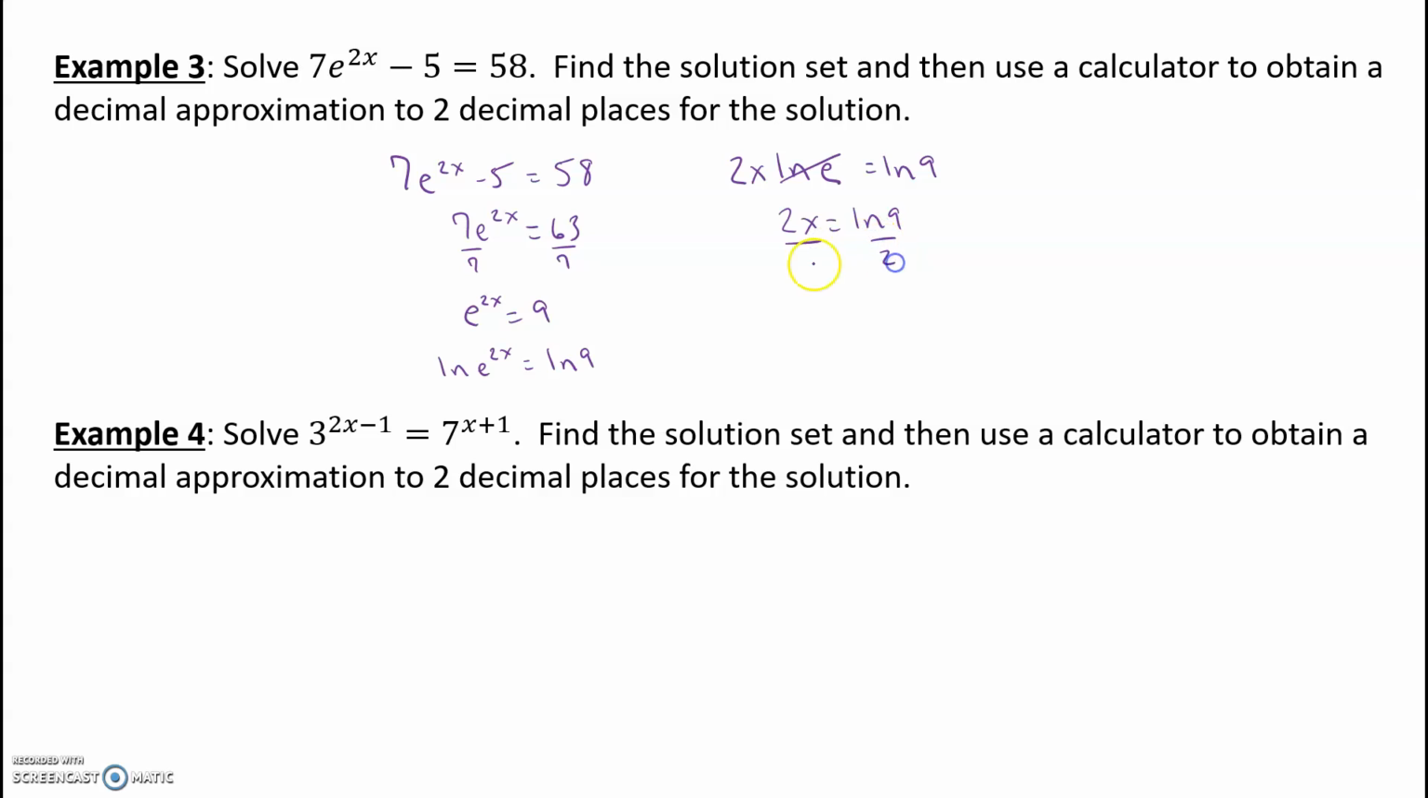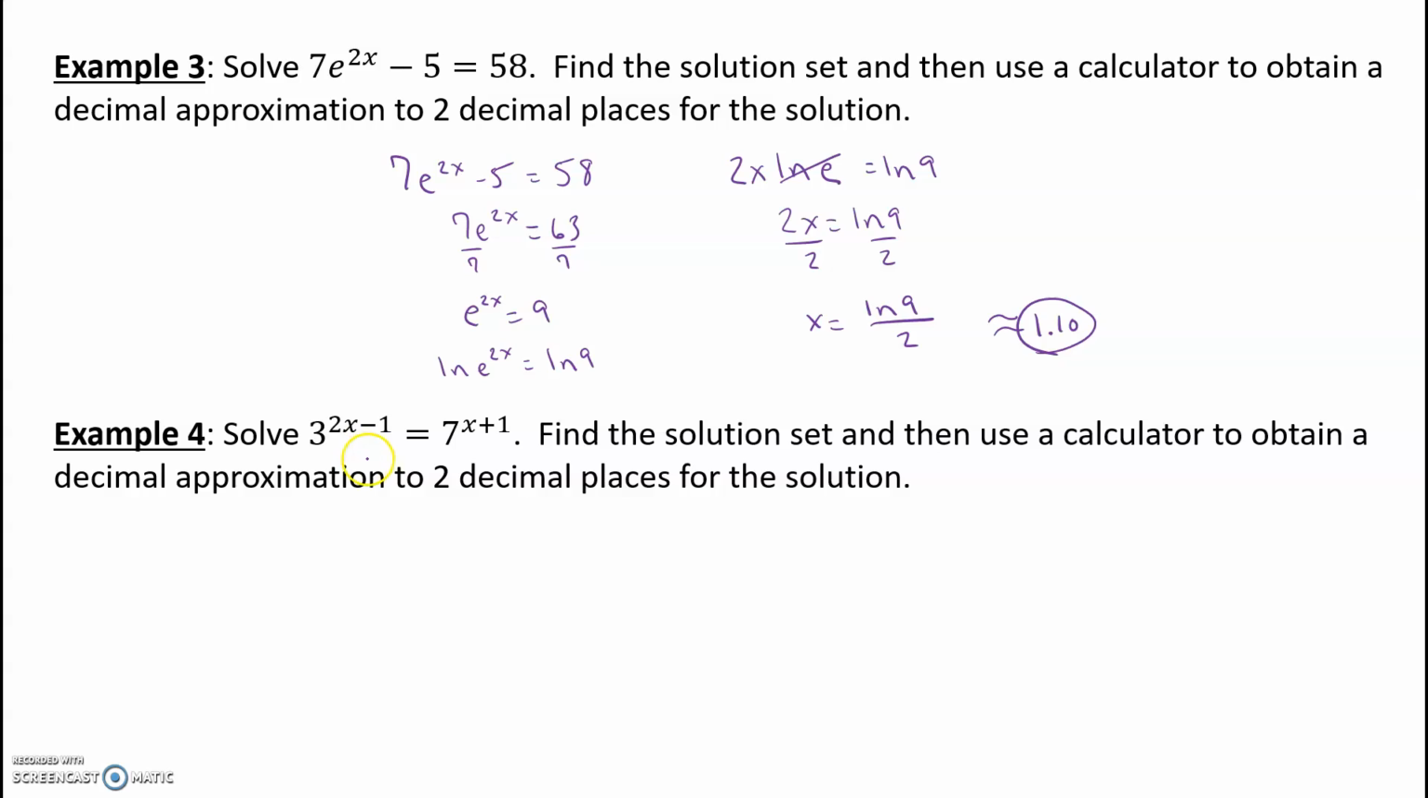And we're going to divide both sides by 2. So what you're going to type in your calculator is natural log of 9. You're going to close those parentheses and divide by 2. You should get about 1.1.